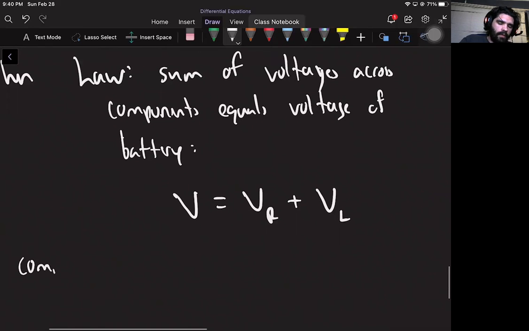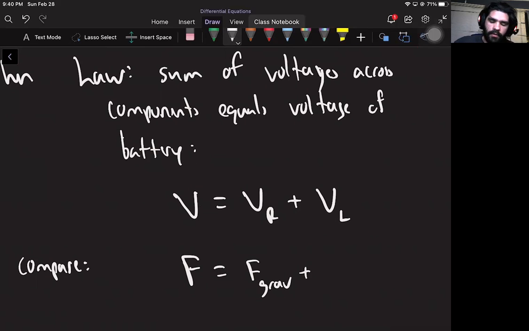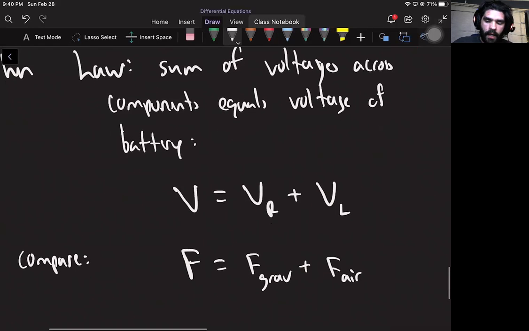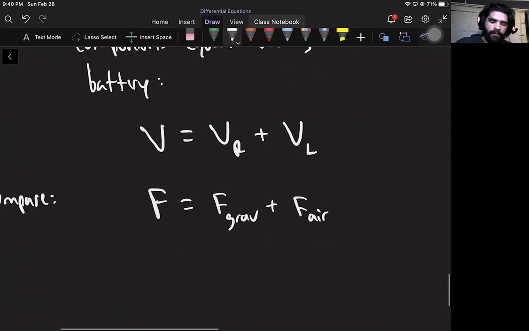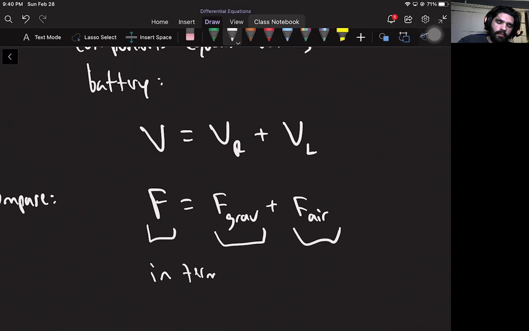So you should compare it to the falling body problem, which said that the total force on an object equaled the sum of the forces, but in that situation we had two forces, gravity and air resistance. Very similar. And afterwards, we realized how to write these in terms of velocity. And so that's what's going to go on here.